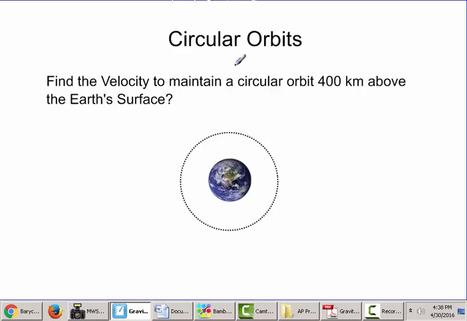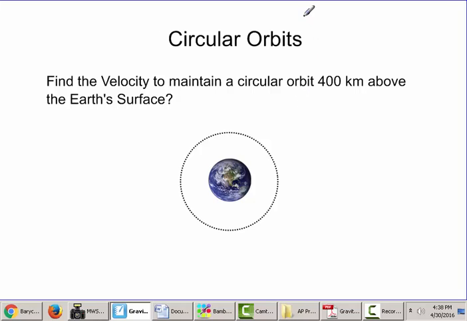Here, I'm going to find the velocity to maintain a circular orbit 400 kilometers above the Earth's surface. Now, notice here, I don't give a mass. It makes no difference whatsoever whether I have an elephant or a mouse traveling 400 kilometers above the surface. It's going to have the same velocity because it's accelerating back at the Earth at the same rate.